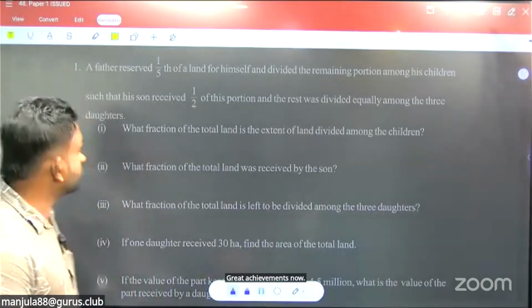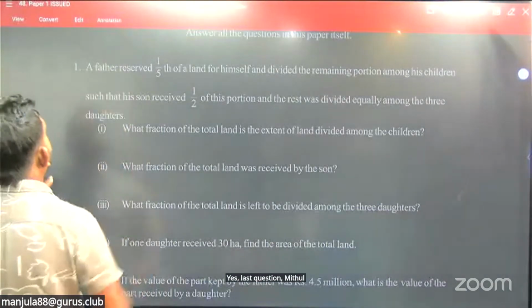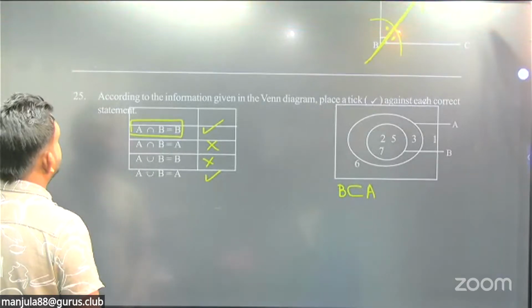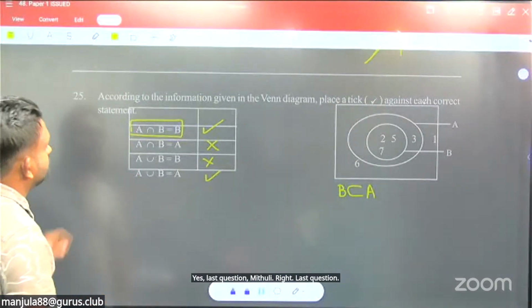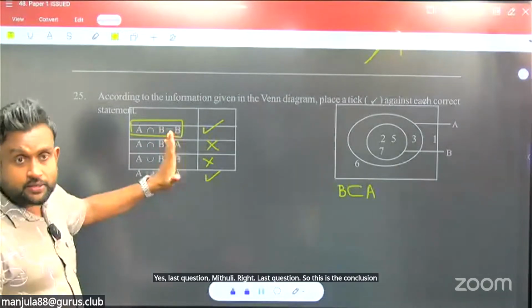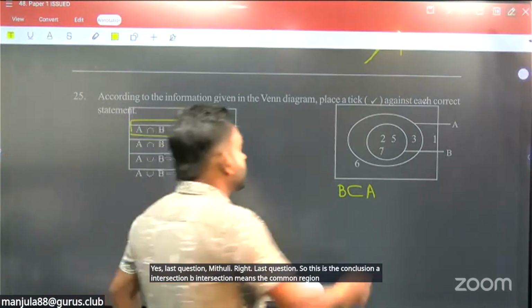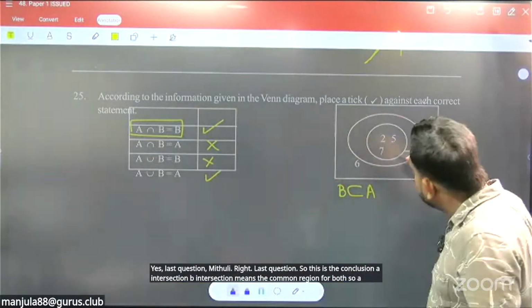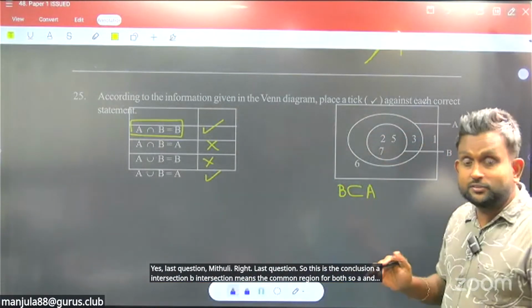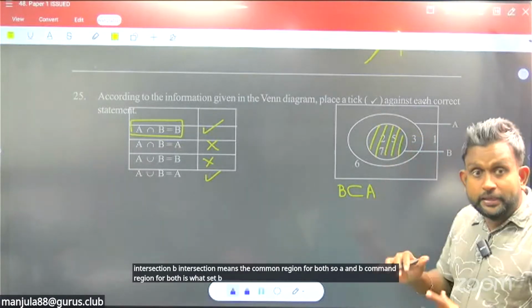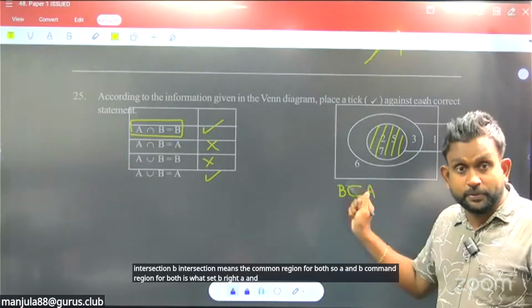Yes, last question, Mithuli. So this is the conclusion. A intersection B. Intersection means the common region for both. So what is the common region for A and B? Set B. A and B intersection means the set B.